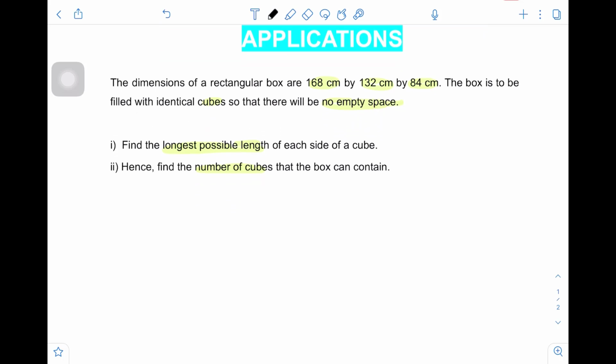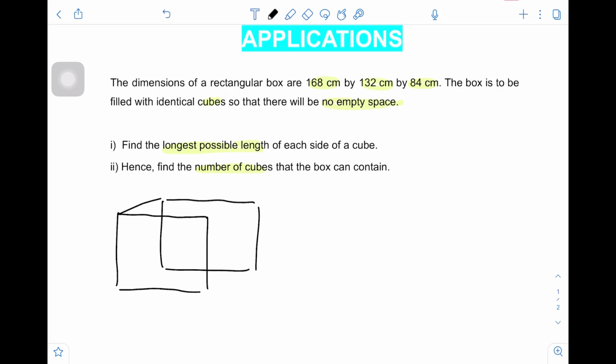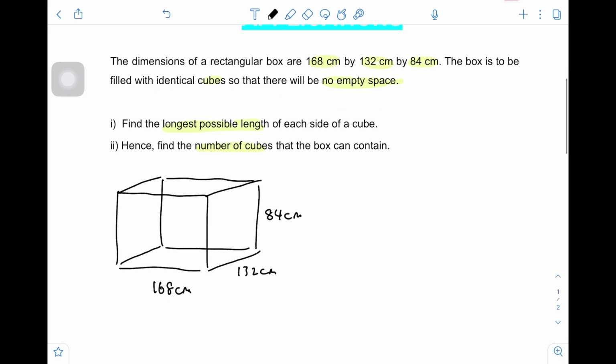So let me just draw it out just to see what exactly is happening in this question. Okay, so we have a box like this. Over here is 168 cm. Over here is 132 cm. And over here is 84 cm. Okay, so you're trying to fit in some cubes so that there will be no empty space. Find the longest possible length.